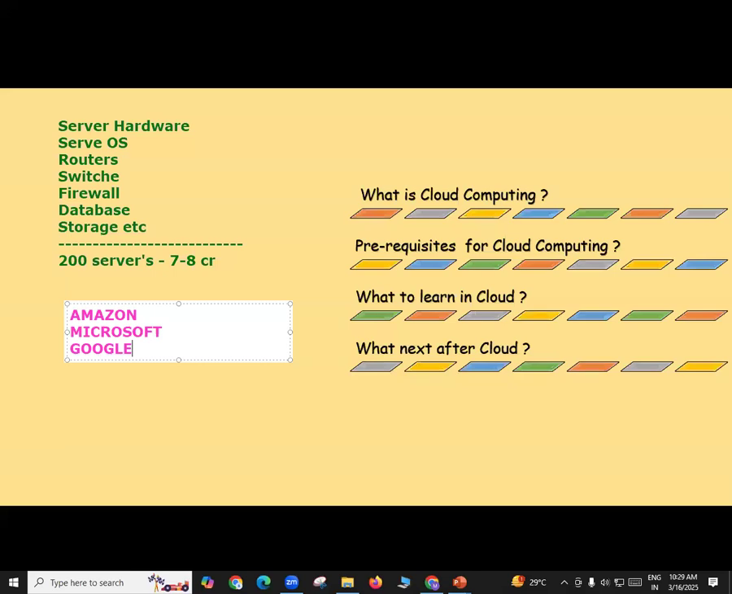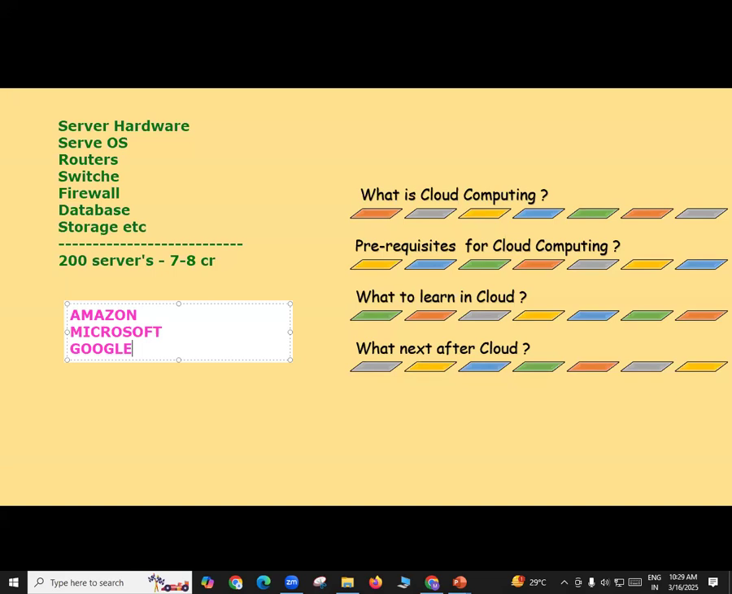Amazon, Microsoft, Google, these are cloud providers. They will say, why are you spending that much money to bring all these devices? Do one thing. We have the data centers. Amazon says we have the data centers already established at multiple locations across the globe. You can simply use our data centers and you can run your business.